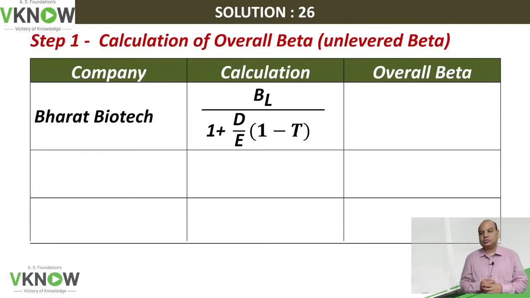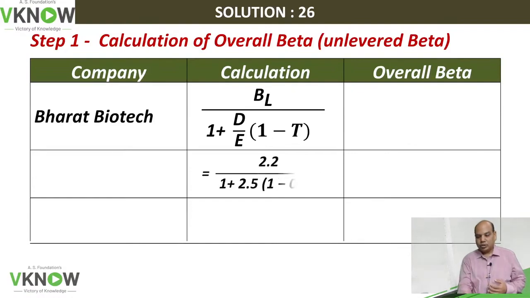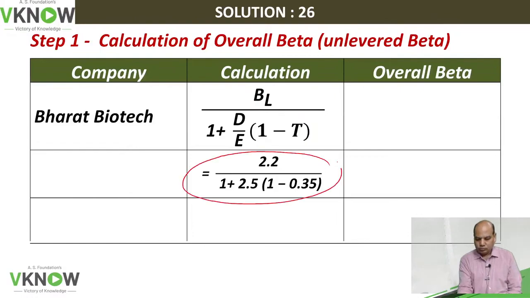Do you remember this formula? Say yes or no. Write below: 2.2, that is your equity beta in the last column, divided by 1 plus debt equity ratio of 2.5 into 1 minus tax rate 0.35. Can you please solve this part and answer? Is it 0.84? Yes, please confirm.